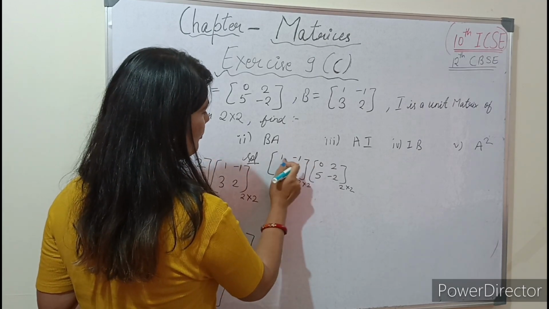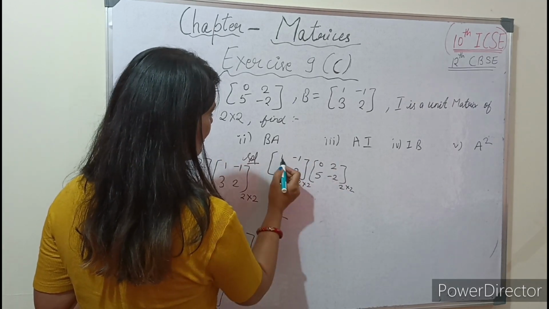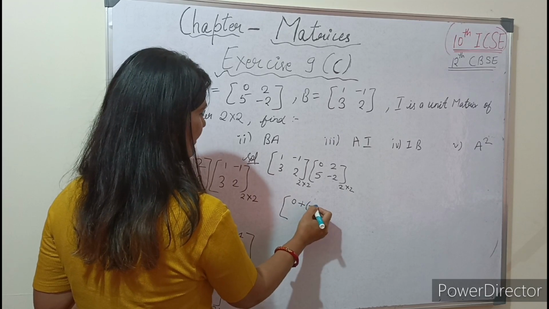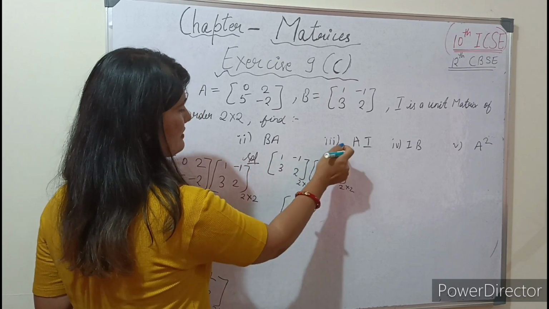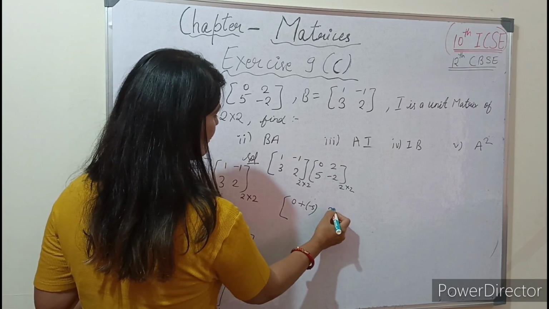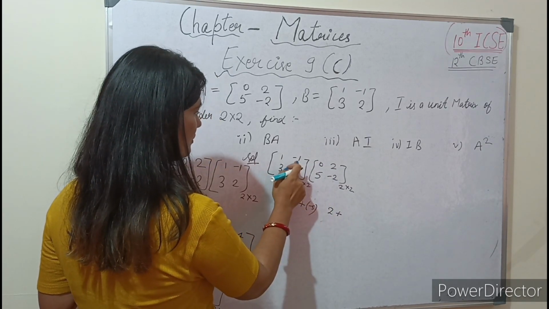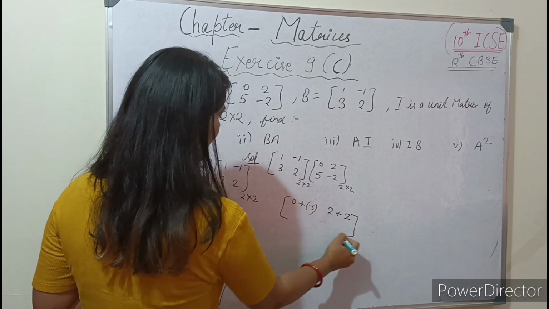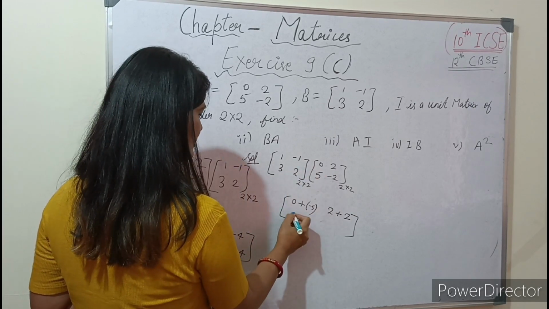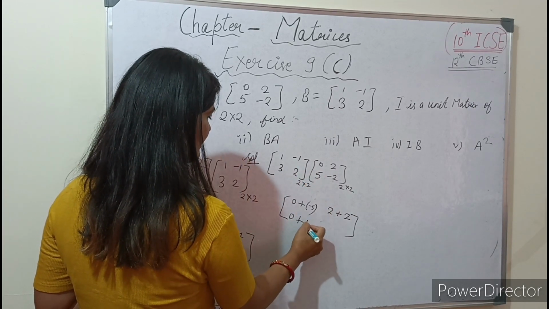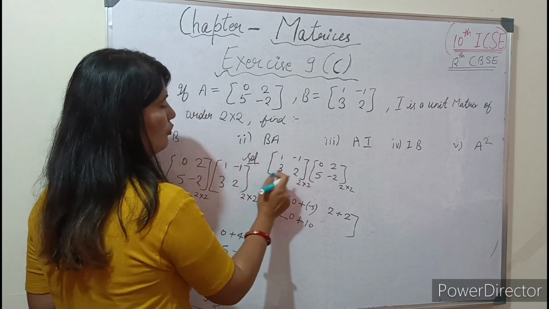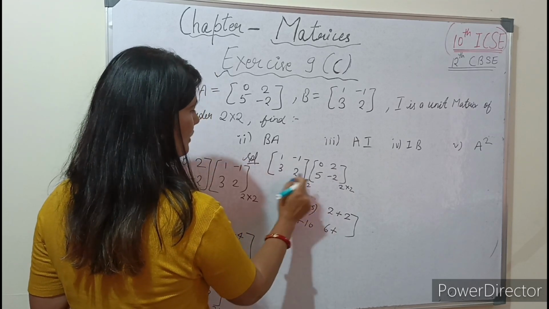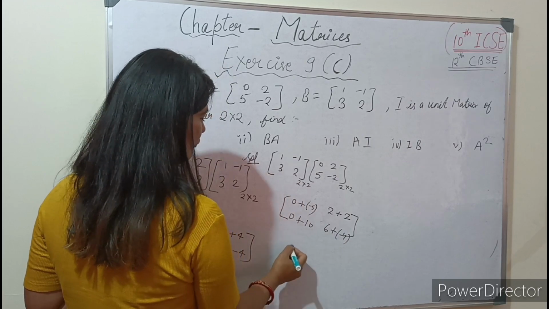The same rule, row multiply by column. Make a bracket here. So 1 multiplied by 0 is 0, plus minus 1 multiplied by 5 is minus 5. The same row multiplied by second column. Now 1 multiplied by 2 is 2, plus minus 1 multiplied by minus 2 is 2. Close the bracket. Same, 3 multiplied by 0 is 0, plus 2 multiplied by 5 is 10. Again the same row multiplied by second column. 3 multiplied by 2 is 6, plus 2 multiplied by minus 2 is minus 4.